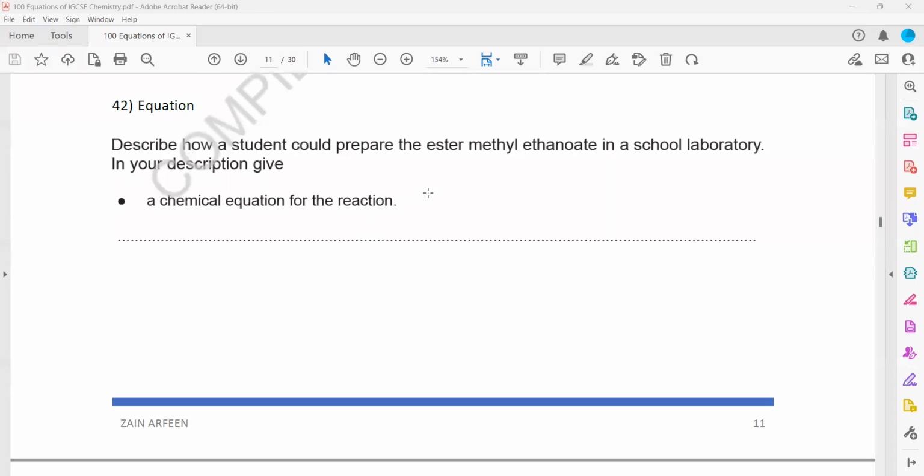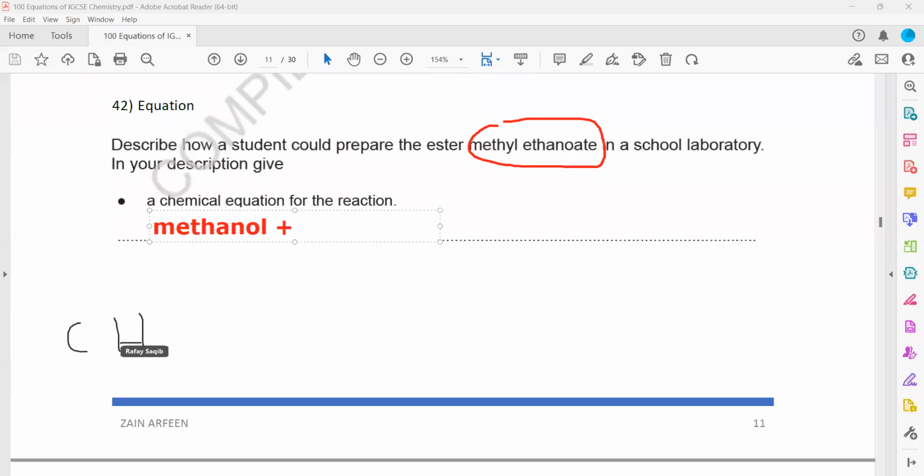Describe how a student could prepare the ester methyl ethanoate in the school lab. We want to prepare methyl ethanoate. So which alcohol do I need? Methanol and ethanoic acid. So I need methanol. And we need a chemical equation. A chemical equation means I cannot write words. I have to use symbols.